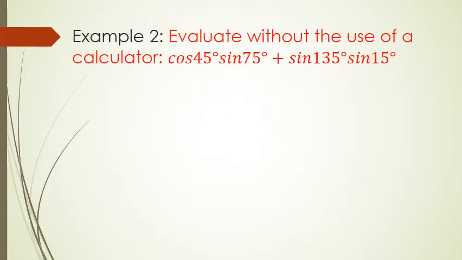Example number 2. Evaluate without the use of a calculator: cos 45 degrees sine 75 degrees plus sine 135 degrees sine 15 degrees. Now, looking closely at the expression, we observe that 135 degrees is not an acute angle. So we deal with this one first.